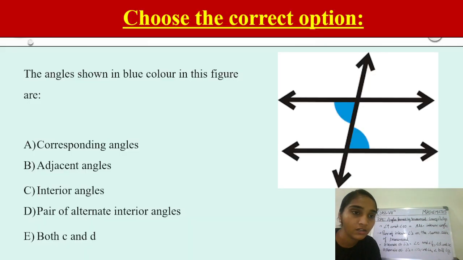Now students, it's your time to answer this question. What you have to do is choose the correct option. The angles shown in blue color in this figure, which are highlighted, are they corresponding angles, adjacent angles, interior angles, or the pair of alternate interior angles, or are they both C and D?